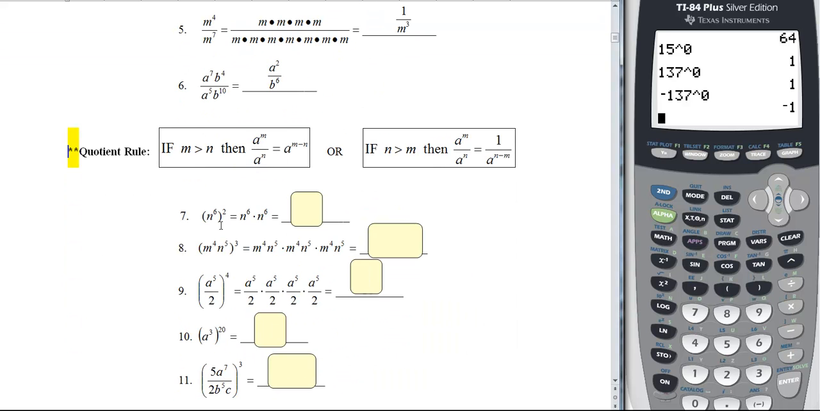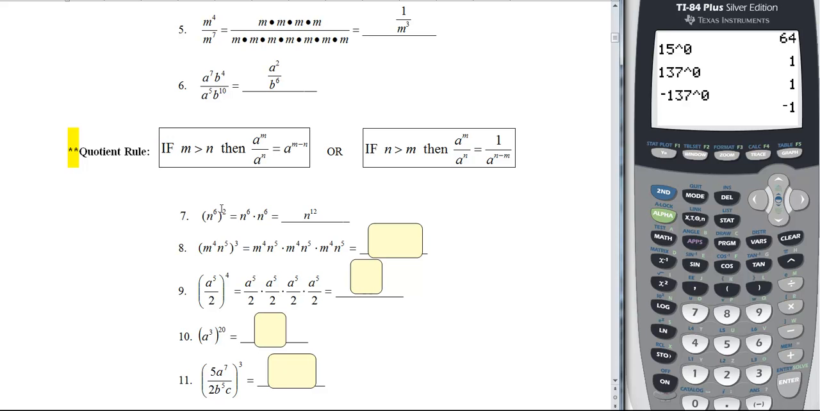Alright, let's see what happens here. Now in this one, this is the first time that I have seen a parentheses followed by a power. So by definition, this tells me to write what's inside the parentheses out twice. So I've got n to the 6th times n to the 6th. This goes back to my product rule. I have same base, I add exponents, so I'd end up with n to the 12th.